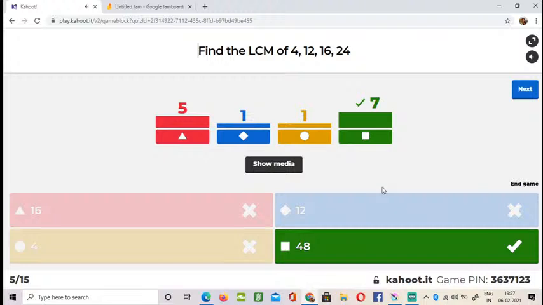Okay, I have the results with me. 7 correct answers and 7 wrong answers. It's a balanced result. So 7 correct answers. So let me show you how the others got the correct answer.